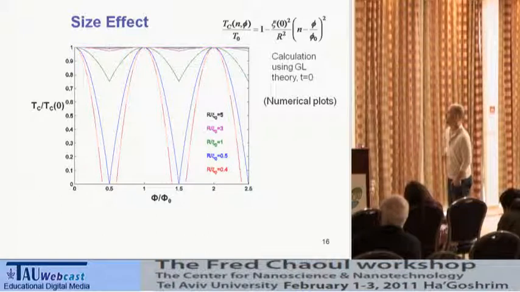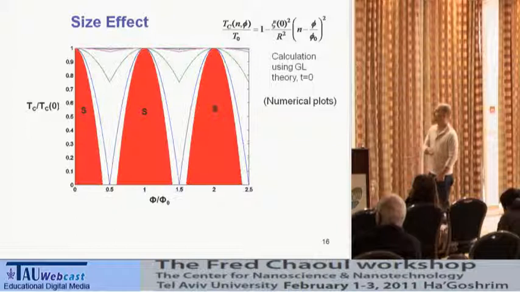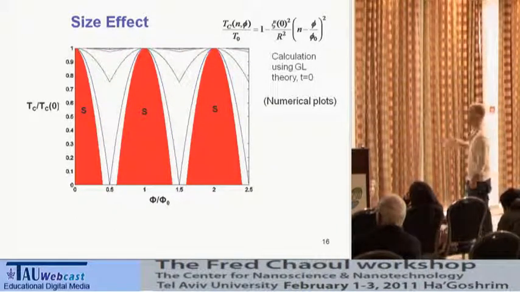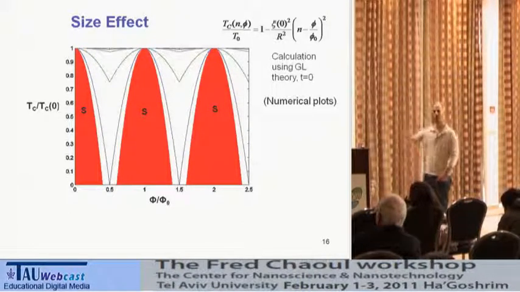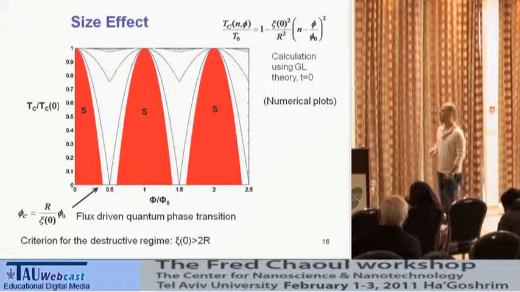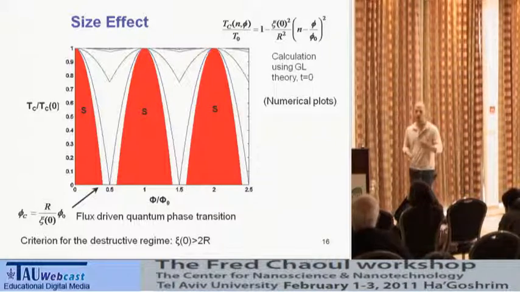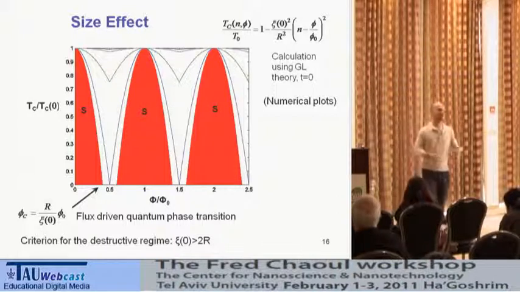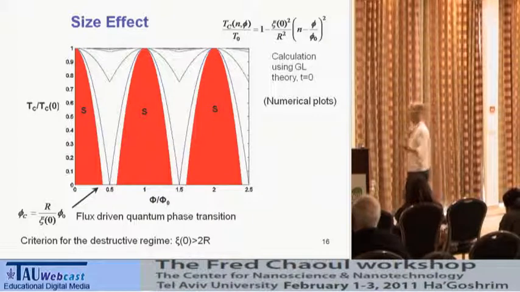If I continue to reduce the size of my cylinder, I'll have a gap opening over here at T equals 0. So now these red areas are the superconducting areas, and all the white areas are not superconducting. I'm not saying what they are. And if I'm standing at zero flux and I start to increase the flux, over here I'll have a flux-tuned quantum phase transition. In order to see this, I need to have a very small cylinder. What is a very small cylinder? I need the cylinder to be smaller than the coherence length. So this is, if you want, one of the fascinating things about nano. It offers me the opportunity to see something new because of the size effect.